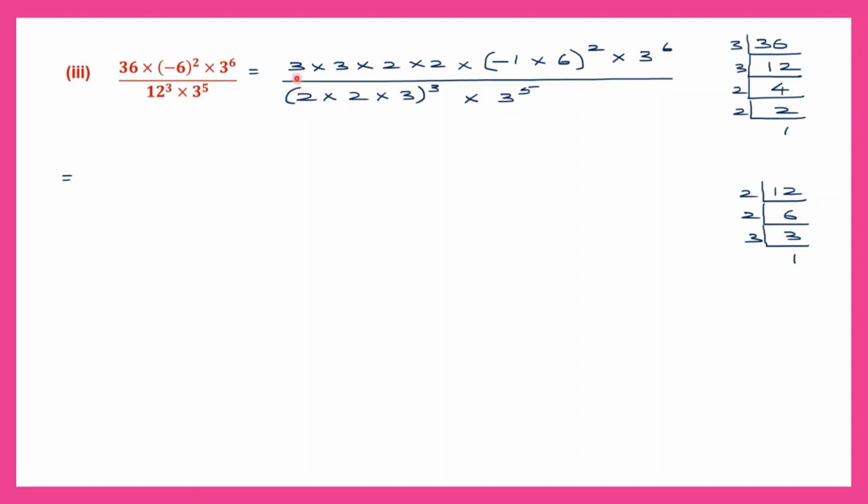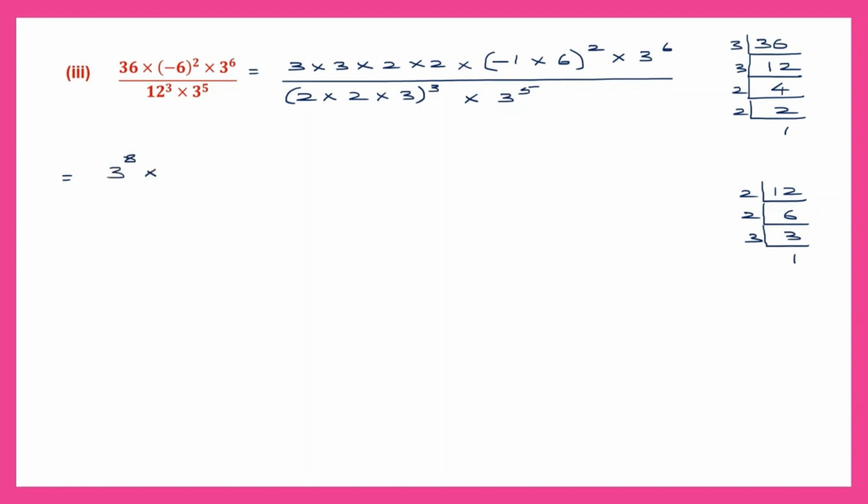So here we have 1, 3, then we have one more, and here we have 6. So 1 plus 1 is 2, 2 plus 6 is 8. So 3 is raised to the power of 8. So let's write that. 3 raised to the power of 8. Then let's go on to 2.